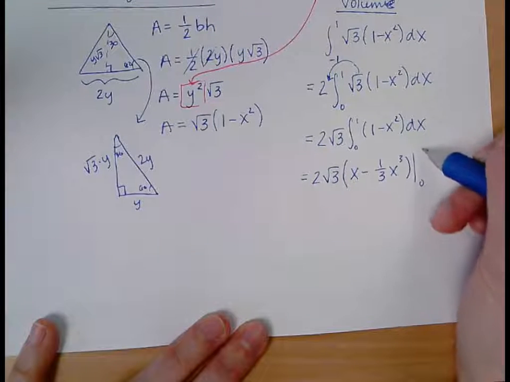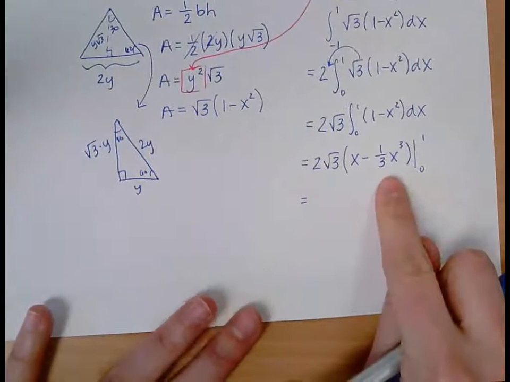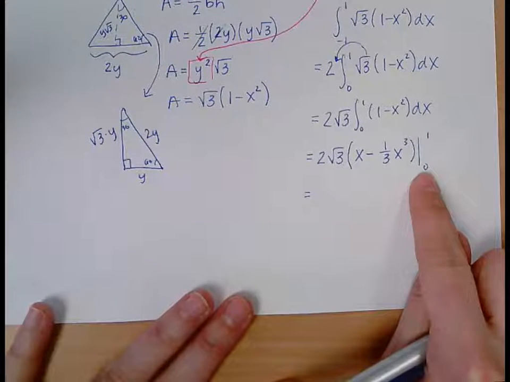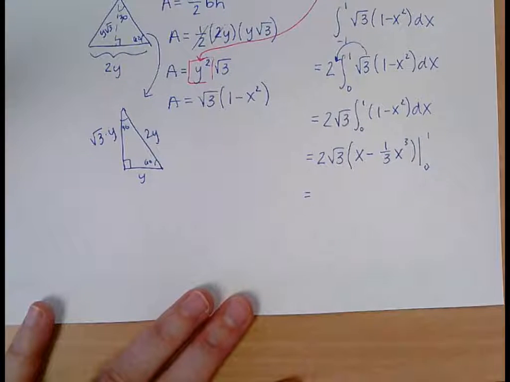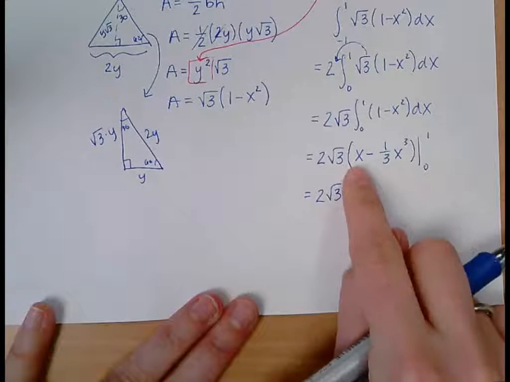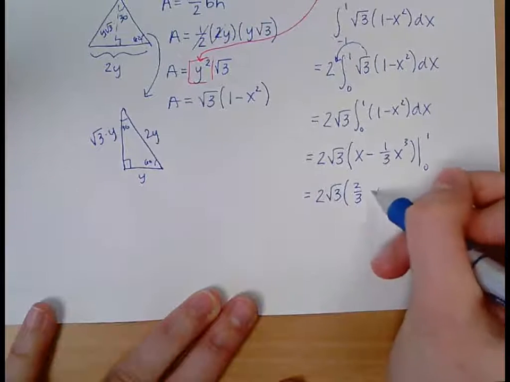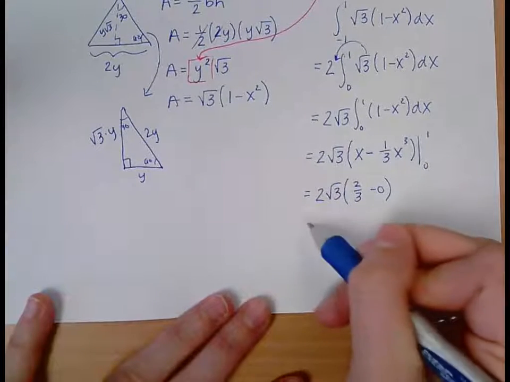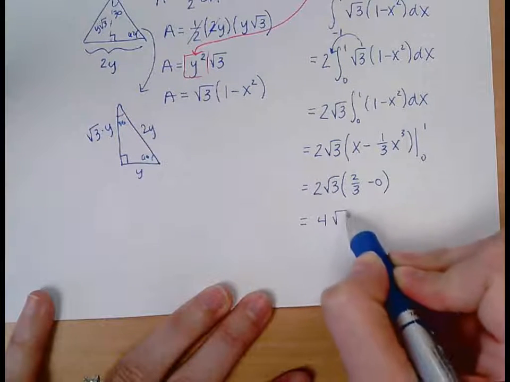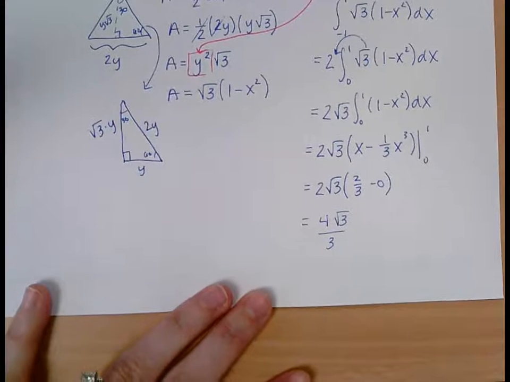And then I can evaluate that from 0 to 1. And here, as you can see, I really don't even need to plug in 0. If I plug in 0, I'm just going to get 0. So that's why this just makes it a little simpler. All I really need to do is substitute in 1. So I have 2 square root 3 times, if I substitute in 1, I have 1 minus 1/3. So I have 2/3, and then minus 0 if I did plug in 0. But that leaves my volume as being 4 square root 3 over 3, or 4/3 square root 3. And that is your volume.